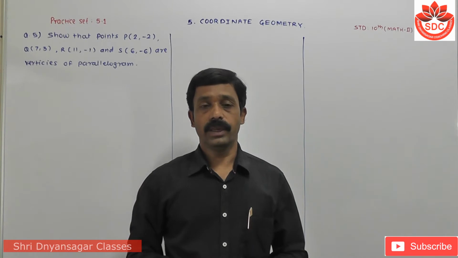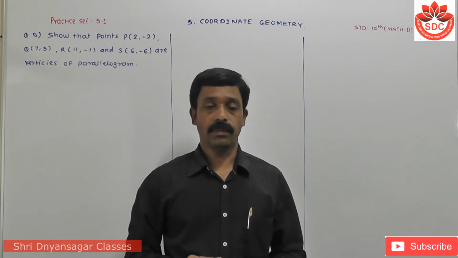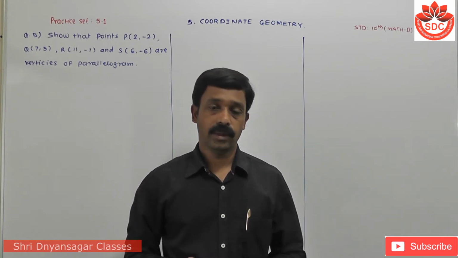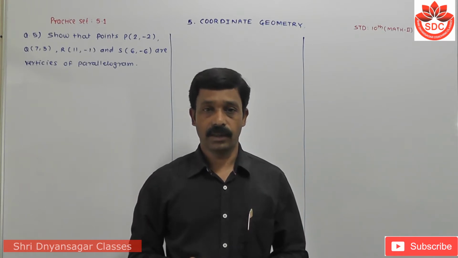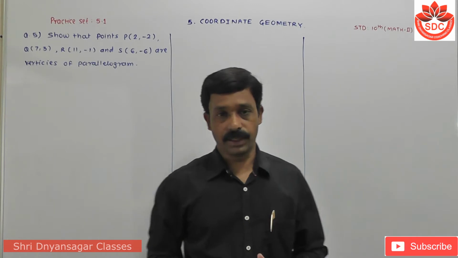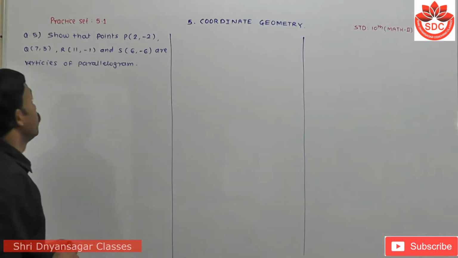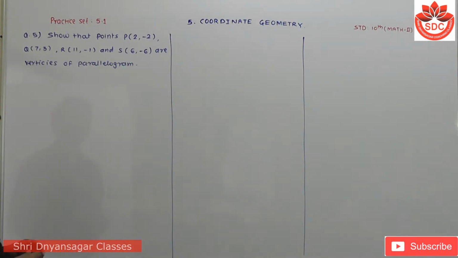Students, today we discuss the next questions of Practice Set 5.1 of the chapter Coordinate Geometry, Mathematics Part 2, 10th standard. Question number 5 is: show that points P(2, -2), Q(7, 3), R(11, -1) and S(6, -6) are the vertices of a parallelogram.